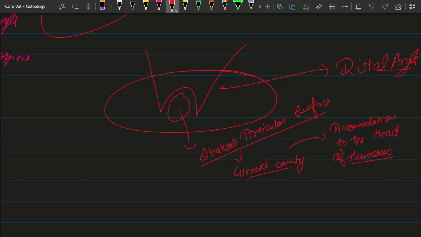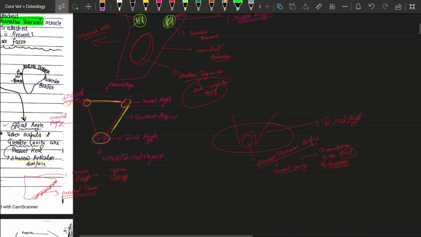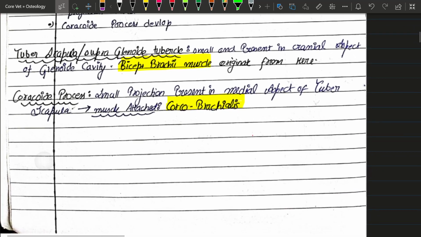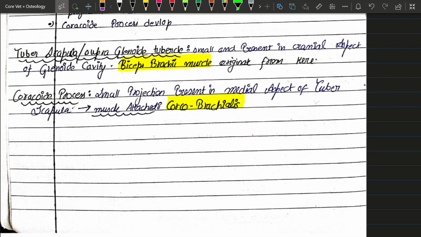So it will give the accommodation to the head of the humerus. Okay, so this is the purpose of the glenoid cavity. Let me tell you also about the tuber scapula and the glenoid cavity. I had mentioned that the glenoid cavity forms an articular surface which gives the accommodation to the head of the humerus.